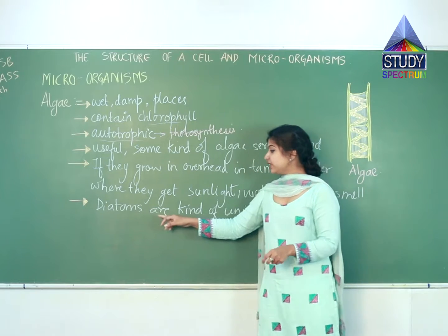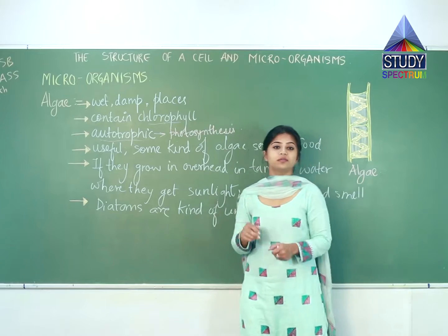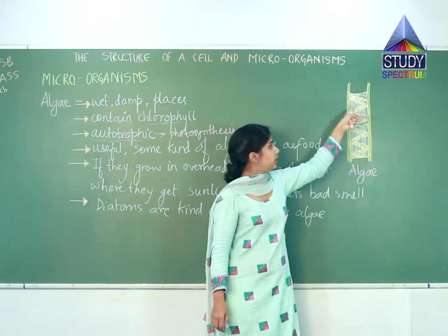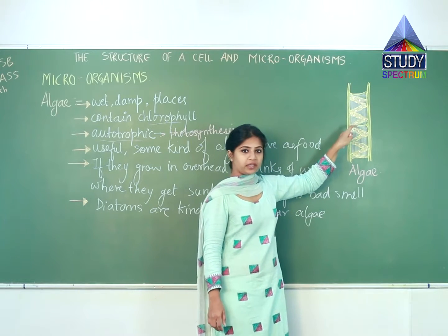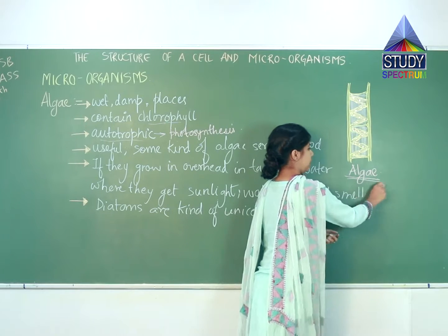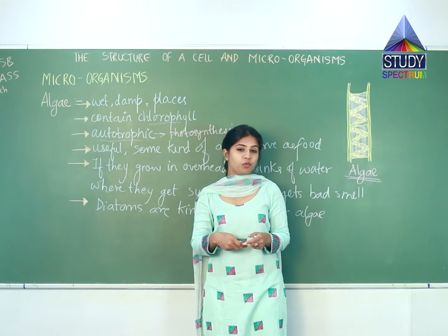Next we learned that diatoms are a kind of unicellular algae. Over here, in this algae structure, we learned that these are the diatoms of algae, and this is one unicellular structure of the algae. Now let's move on further to understand a little bit more about fungus.